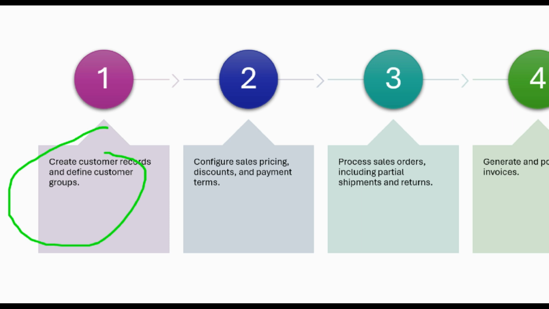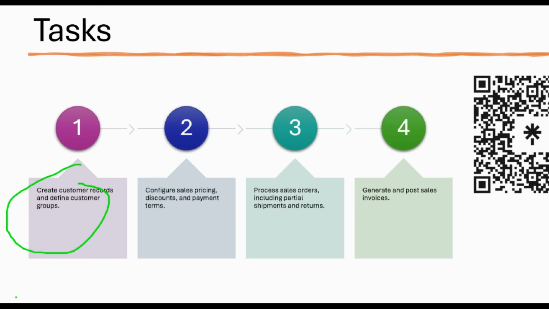Next is to configure sales pricing, discounts, and payment methods. Here we'll be configuring flexible pricing structures and payment options that cater to our different customer segments and promote sales. The third one is to process sales, including partial shipments and returns.